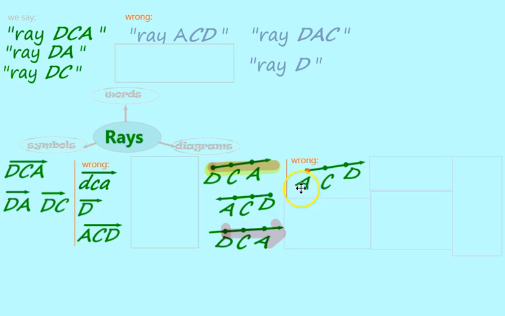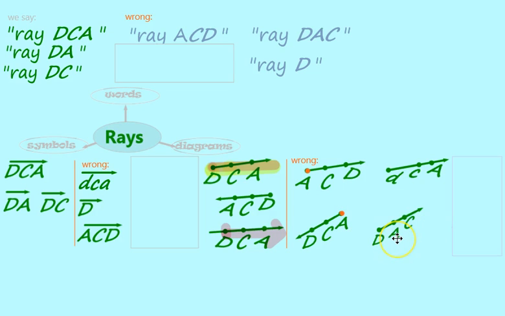Please notice, any of these diagrams is not what ray DCA is. Think of the reasons on your own. Wrong endpoint, lowercase letters. Point C is supposed to be between D and A, and a ray should not be named by one letter.